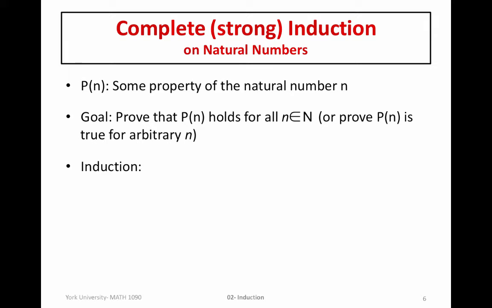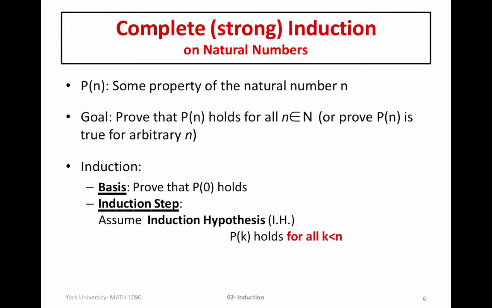Now, strong induction is very similar to simple induction. So what are the similarities? The first is that it has, again, two cases. First, we consider the basis case, which is exactly the same as for simple induction, which is to prove that p of 0 holds, or that the property holds for the first natural number 0. Then we also have the inductive step, which involves an induction hypothesis. But here, in strong induction, our induction hypothesis is a bit stronger than the induction hypothesis for simple induction. So we assume the induction hypothesis that the property holds for every natural number k strictly less than n.